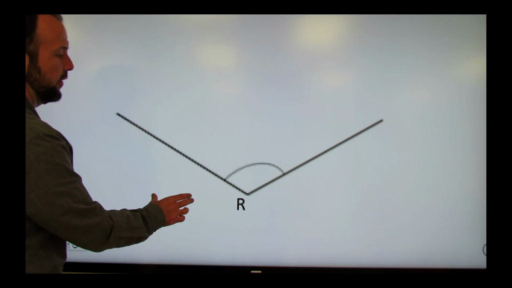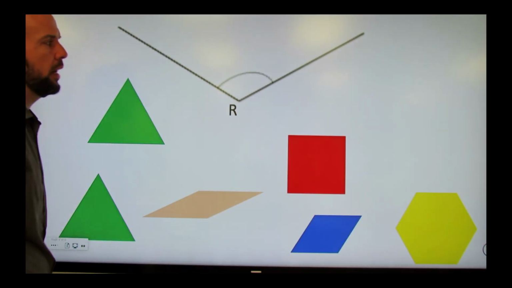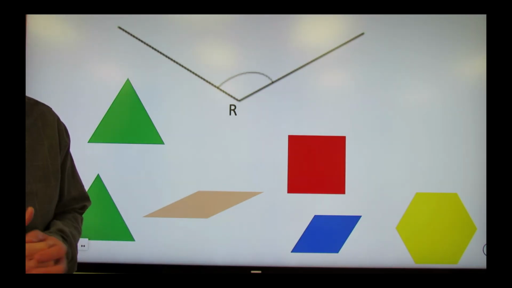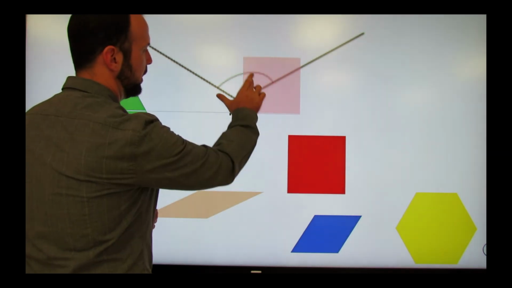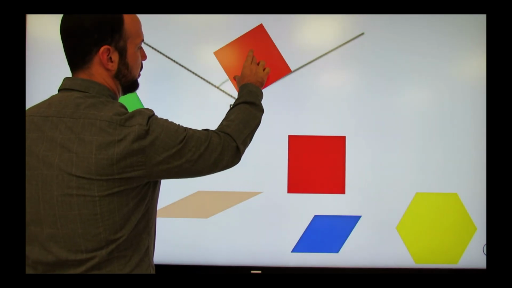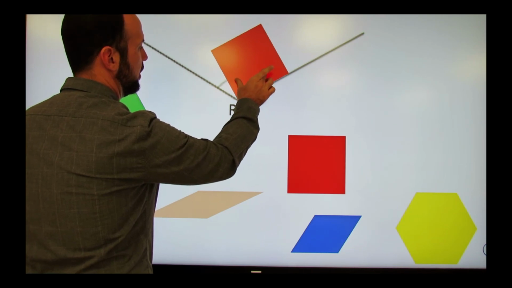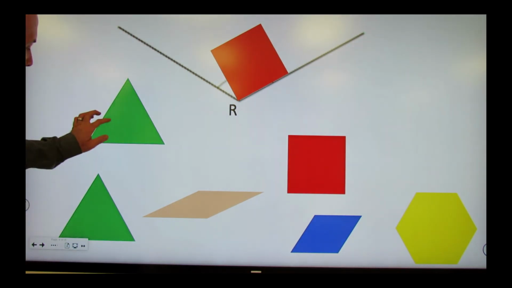So let's try this guy. This is R. Let me move up and get my shapes. Again, I don't know what angle R measures, but I can use my shapes to help me out a little bit here. So let's see. It looks like it's bigger than 90 degrees. So I'm at least going to be able to use a square, I think. So let me go ahead and just put a square in here. That'll give me at least 90 degrees.